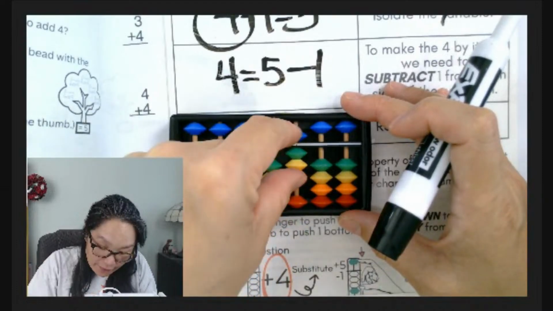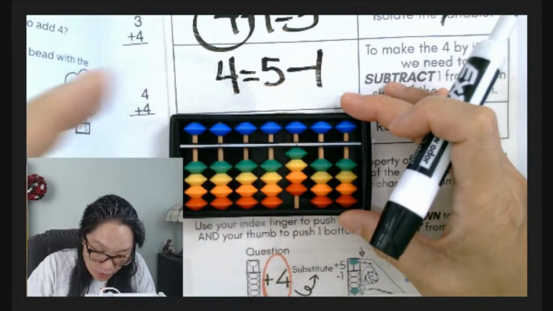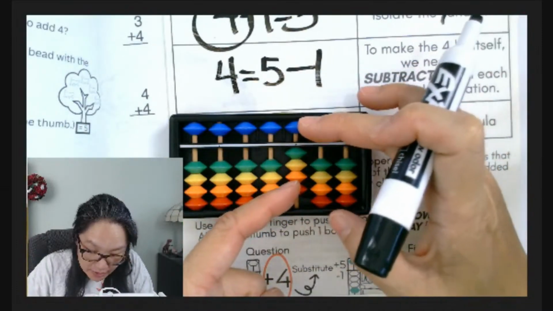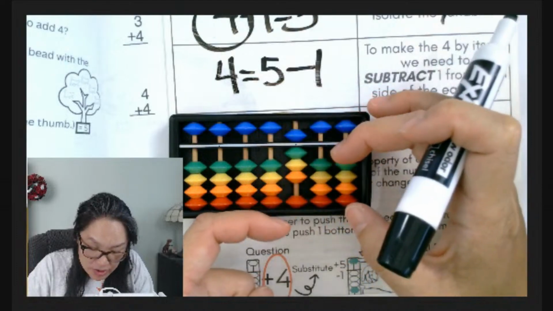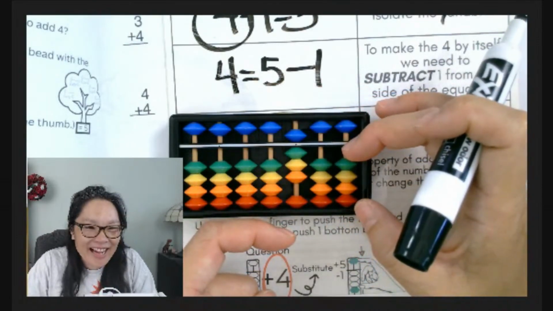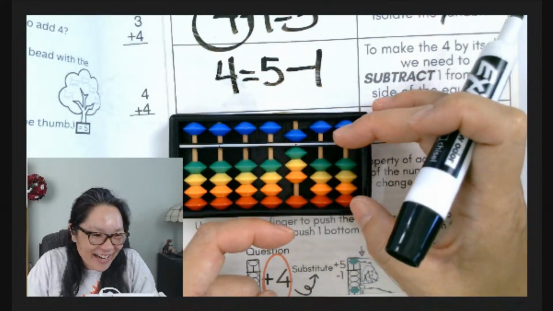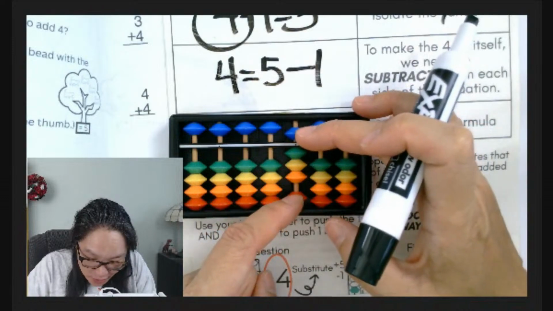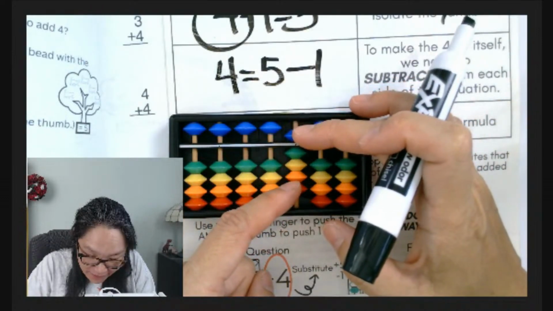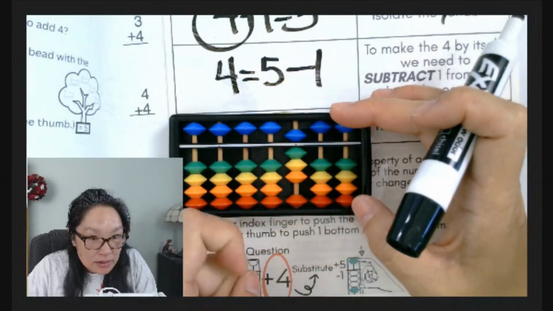Notice I have my 8. I have 4, and then there's a number pattern. You'll see that there's a number pattern. We plus the 5 and take away the 1.